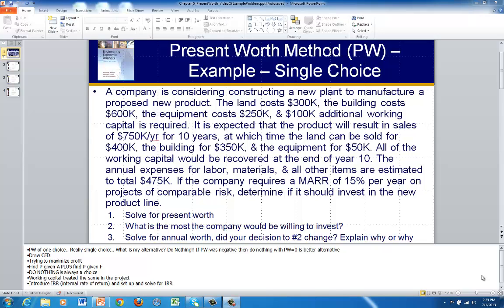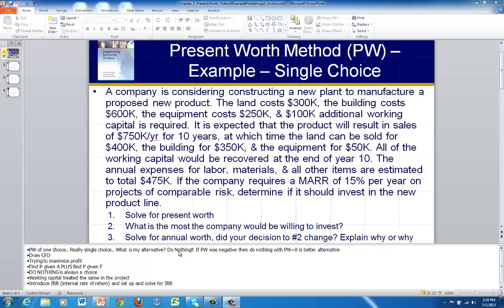This is our first present worth method example, and we're going to start off at the very beginning. So we have just a single choice. So one of the easier problems, we have just a single choice. So first of all, I want to talk about the points that I have made down here. So it's a present worth of one choice, just a single choice.